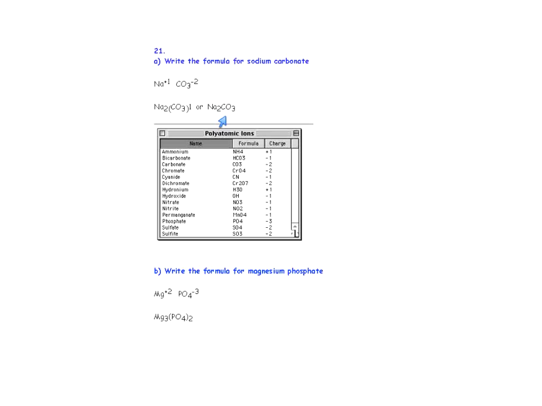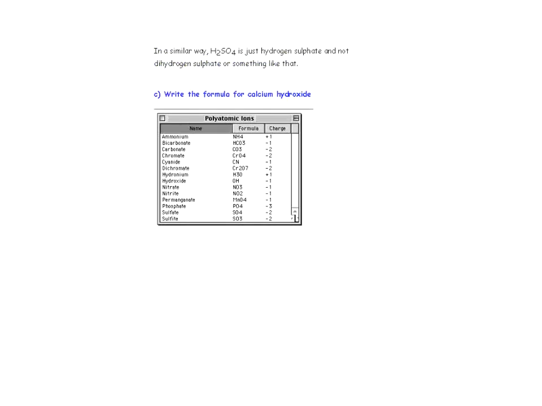And for the next one, magnesium phosphate. We go on the table, and again we see phosphate is -3, magnesium +2. So we cross them, and you can see this time, because the 2 goes with the phosphate, we have to put brackets around the whole phosphate, to show that that whole thing is taken twice. So that's how we do those.